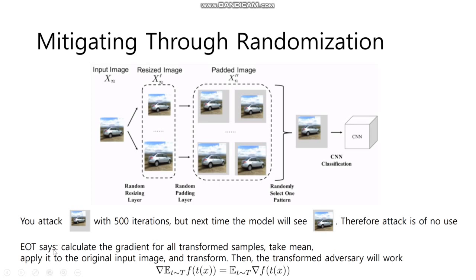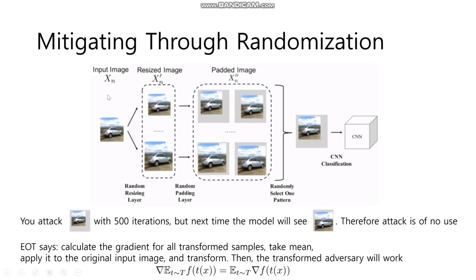But what EOT says is there's a solution. How do we attack this kind of thing? Calculate the gradient for all transformed samples. Okay, so take the gradient for some samples, and take the mean of all gradients. Then we'll get some kind of noise image, right? And apply that noise image to the input image.